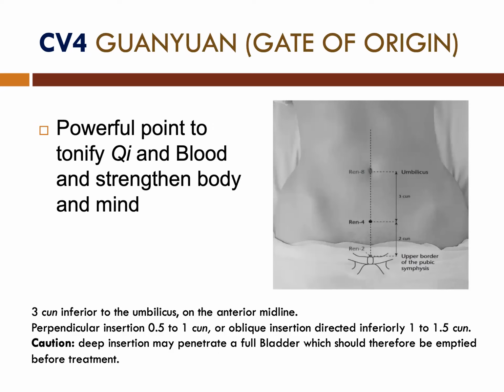Next point is CV4, or the Gate of Origin. This point is a powerful point to tonify qi and blood and to strengthen body and mind. It is 3 cun inferior to the umbilicus on the anterior midline. It is needled perpendicularly, 0.5 to 1 cun, or with an oblique insertion directed inferiorly, 1 to 1.5 cun. Caution should also be observed, as deep insertion may penetrate a full bladder, which should therefore be emptied first before treatment.